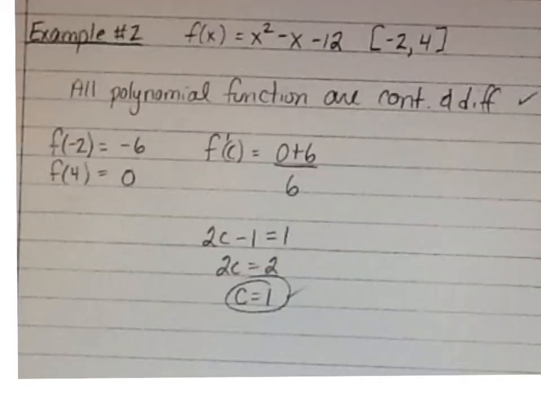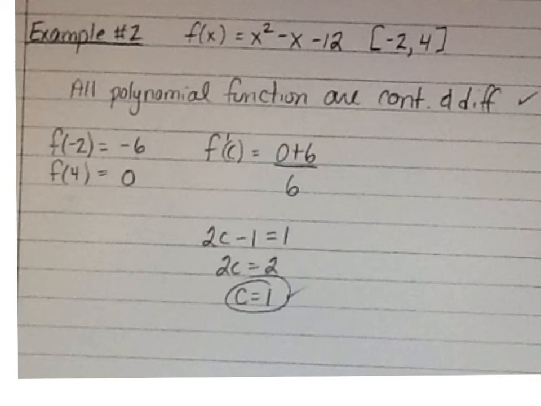Here's a second example, a nice polynomial function over the interval negative 2 to 4. So I know that all polynomial functions are not only continuous, but they're also differentiable. So this shouldn't be tough to do. My f of a and f of b values: 0 minus negative 6 is 0 plus 6, and 4 minus negative 2 is positive 6.